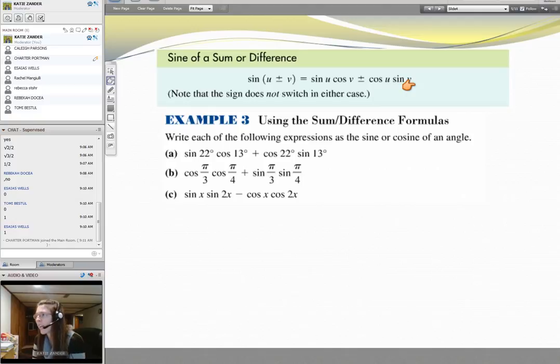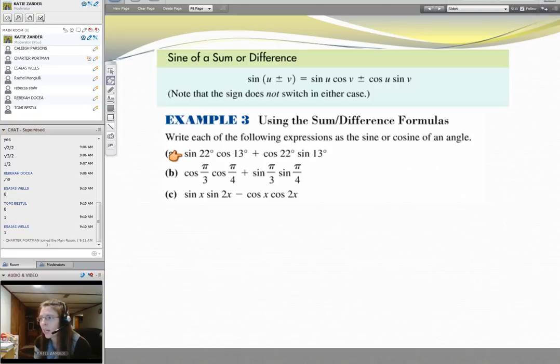Okay, so hopefully you got that copy down here. Let's go ahead and this time instead of actually using the formula, we're going to use it in reverse. It says write each of the following expressions as either the sine or cosine of an angle. So first of all, you have to identify which formula you're using. Are you using sine or are you using cosine?